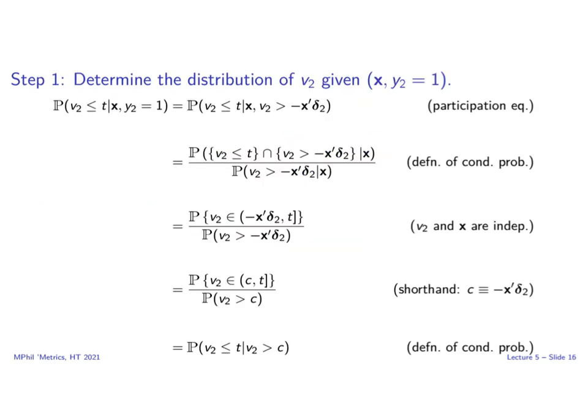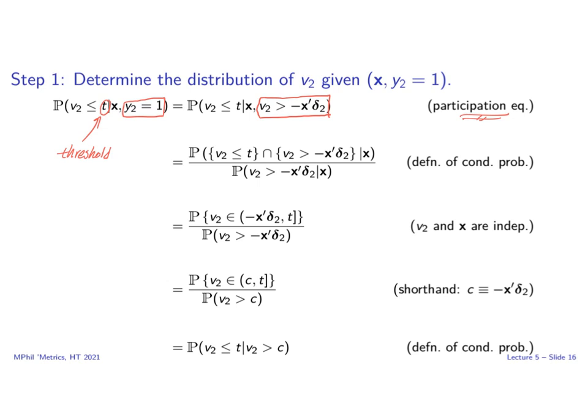We want to determine the cumulative distribution function of v2 given x and y2 equals 1. In other words, the probability that v2 is less than or equal to some threshold t conditional on x and y2 equals 1. Substituting the participation equation, we know that y2 equals 1 if and only if v2 is greater than minus x prime delta 2. So we can replace the y2 equals 1 in the conditioning set with this alternative expression.